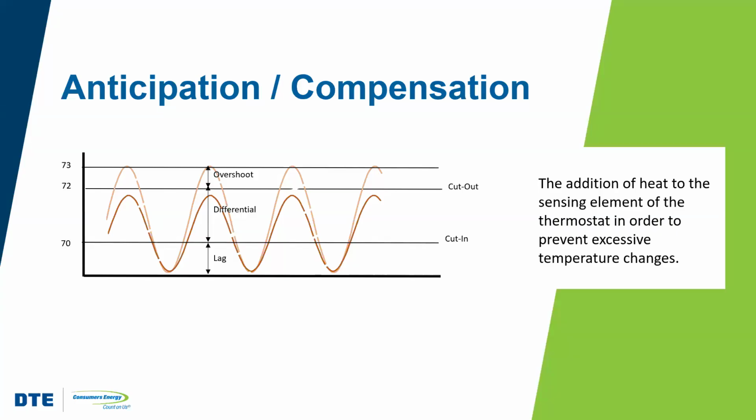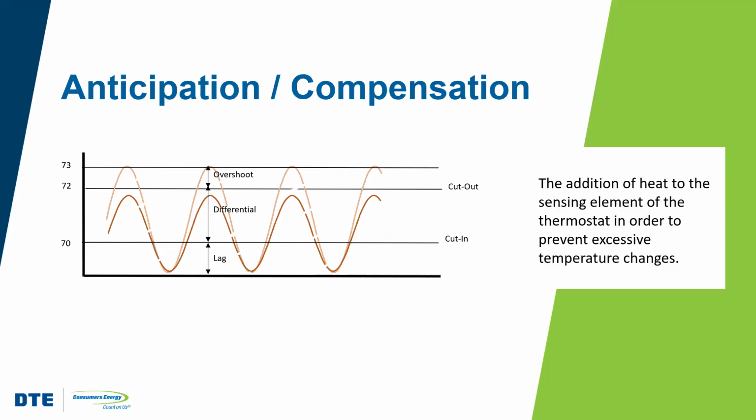We also have to deal with anticipation or compensation. So when there's a call for heat, it takes the equipment some time before it starts to provide that heat. And during this lag, the temperature can drop another degree, so the room gets a little colder, right? And then after the equipment runs and warms up the room and turns off, residual heat in the system keeps on warming up the space, and the space could increase in temperature by another degree. And so when we add these 2 degrees to the differential, we now have a 4-degree temperature swing rather than the 2-degree temperature swing that we really want.